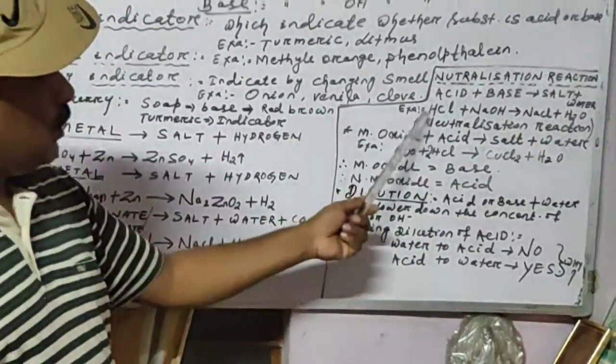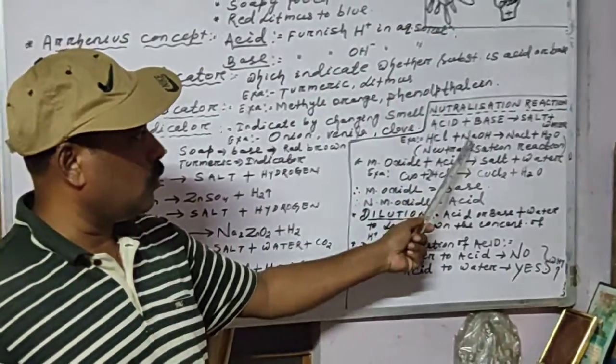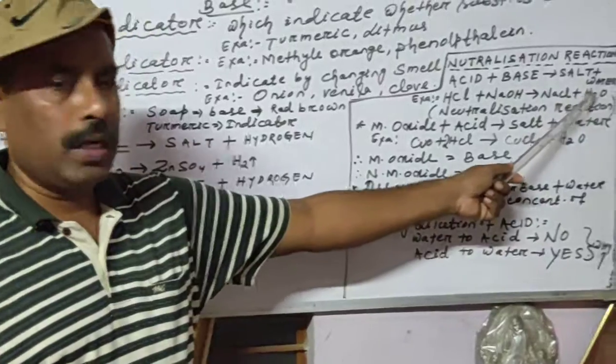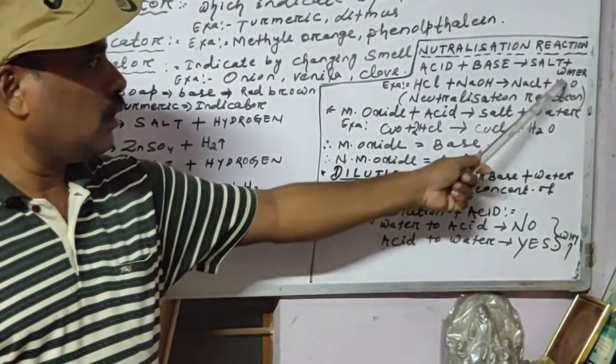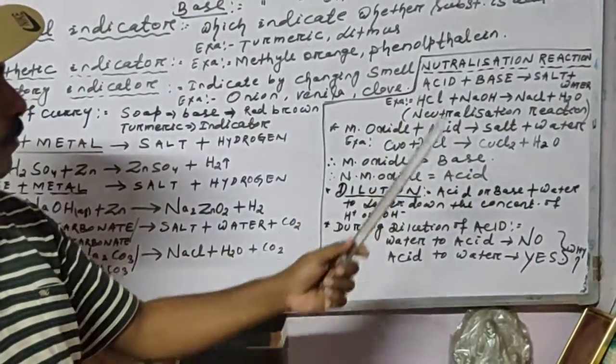Now for example, for acid we are taking hydrochloric acid, for base we are taking sodium hydroxide, then sodium chloride salt will be formed and water will be formed. This is salt, this is water, both are neutral. So it is a neutralization reaction.